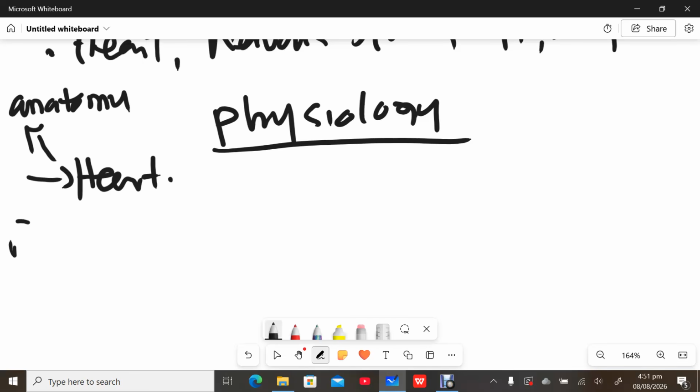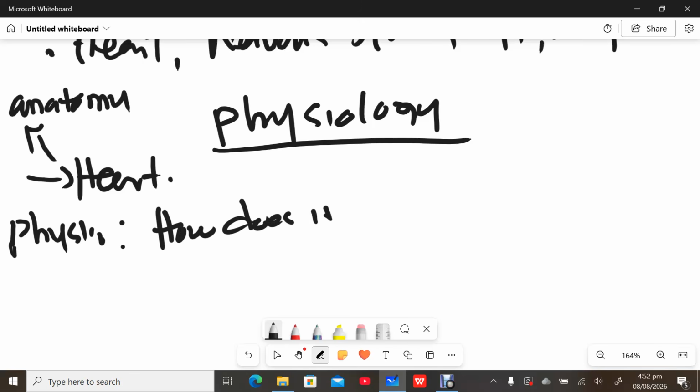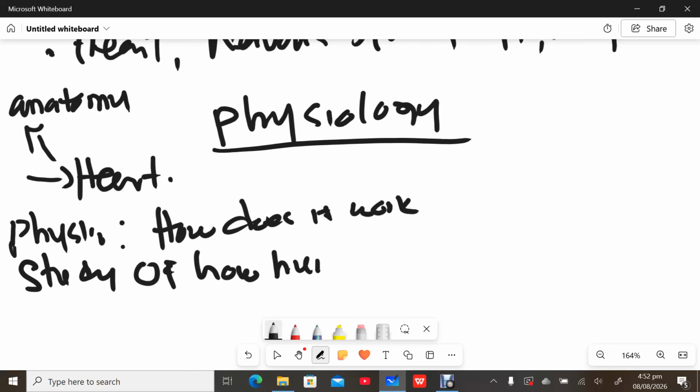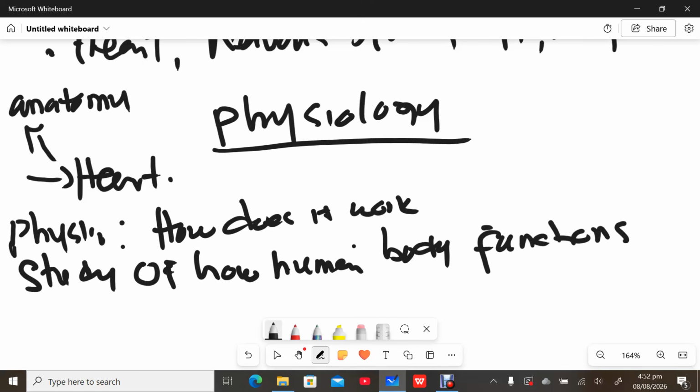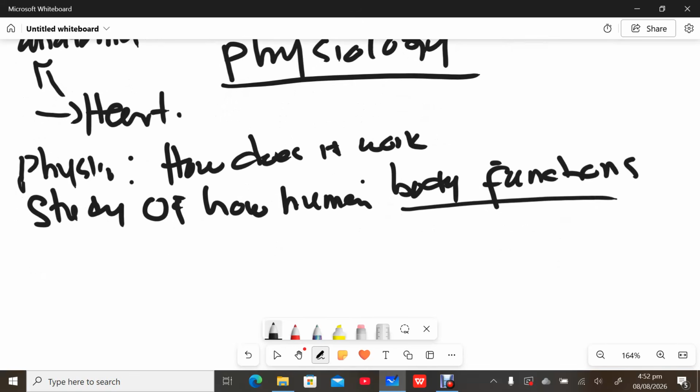Then physiology will say, how does it work? So simply, physiology is just a study of how the human body functions. So this is all about physiology. So you're going to learn how the human body functions.